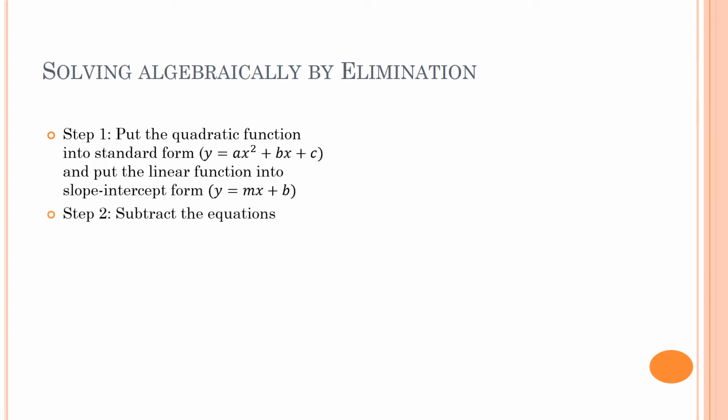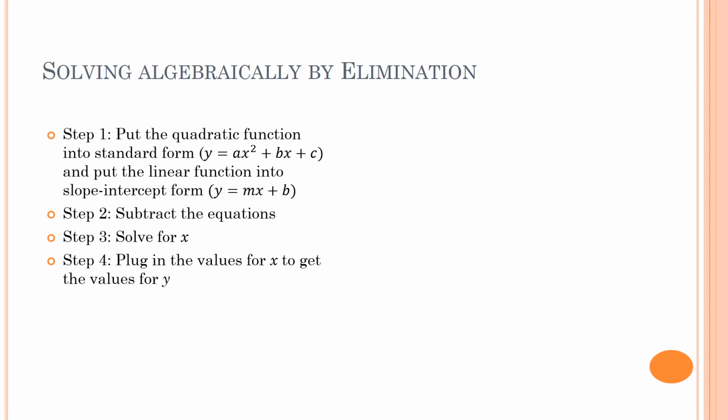Next, subtract your equations. Solve for x. And plug in your values for x to give values of y. Here's a guided example on the right. You'll notice that the quadratic function is already in standard form, and the linear function is in slope-intercept form. Notice why we're doing that. We have y alone on the left side of both of those functions. We want that when we subtract. So now we're going to subtract.